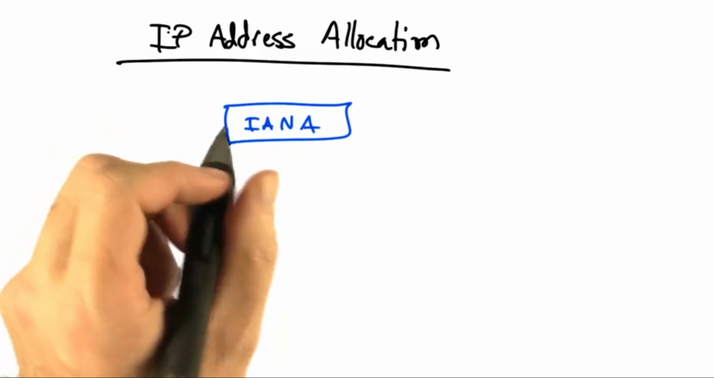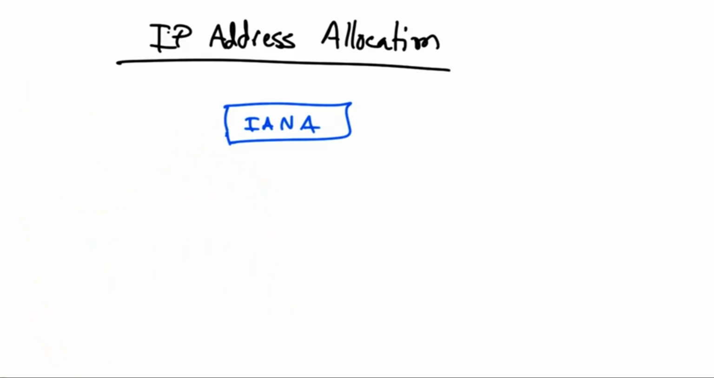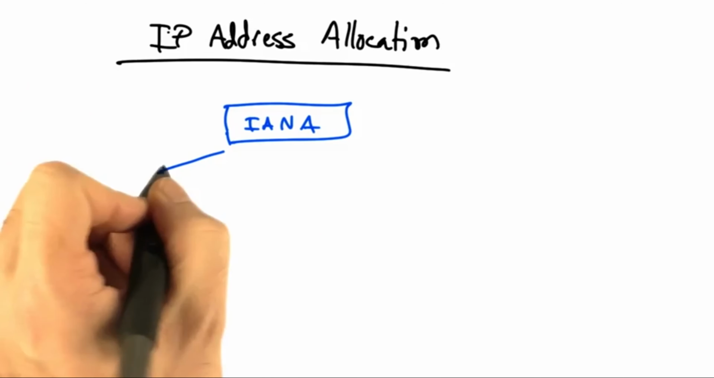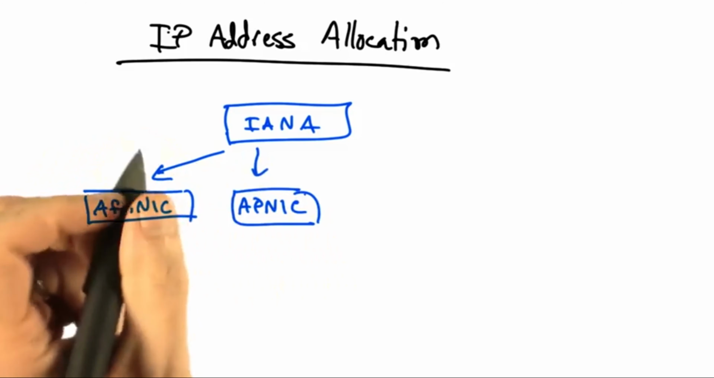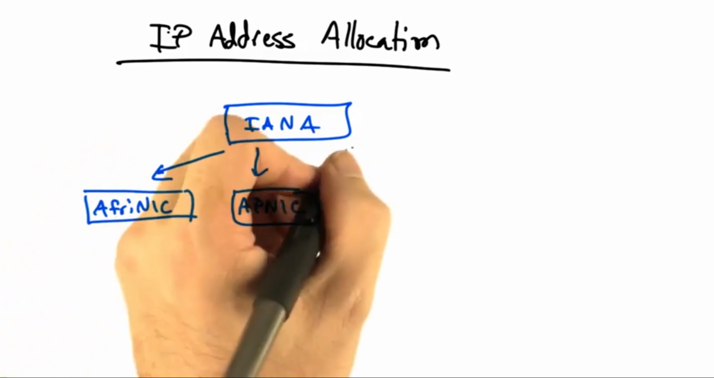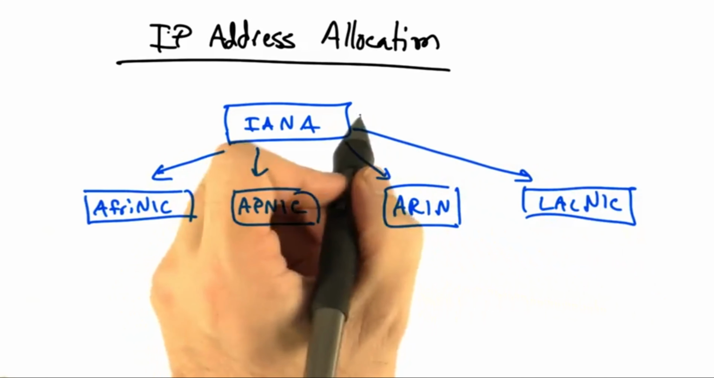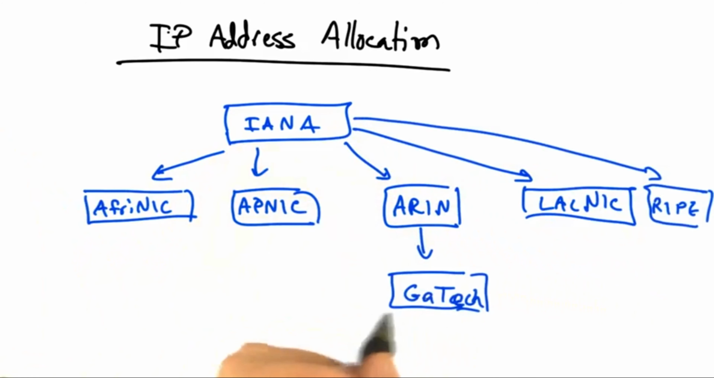At the top of the hierarchy is an organization called the Internet Assigned Numbers Authority, or IANA. IANA has the authority to allocate address space to what are called regional routing registries. For Africa, the regional registry is called AFRINIC. For Asia and Australia, the registry is called APNIC. For North America, it's ARIN. For Latin America, it's LACNIC. And for Europe, it's RIPE. ARIN, in turn, allocates address space to individual networks, like Georgia Tech.